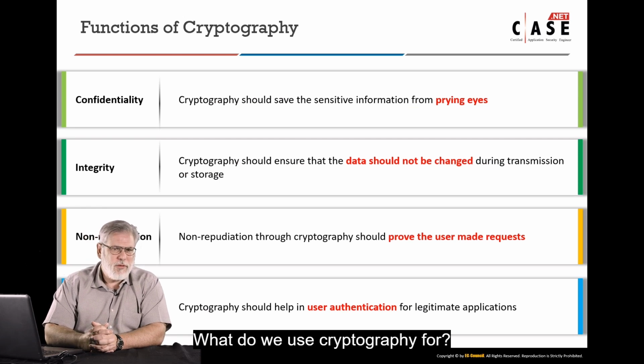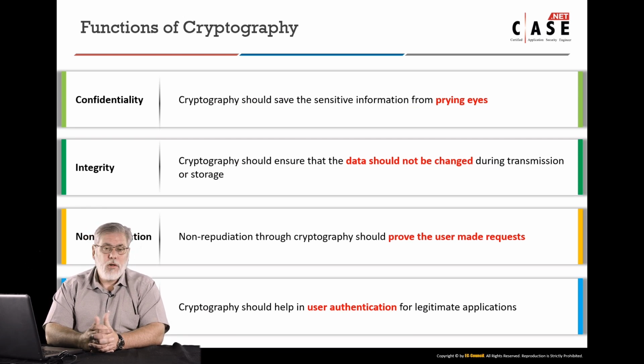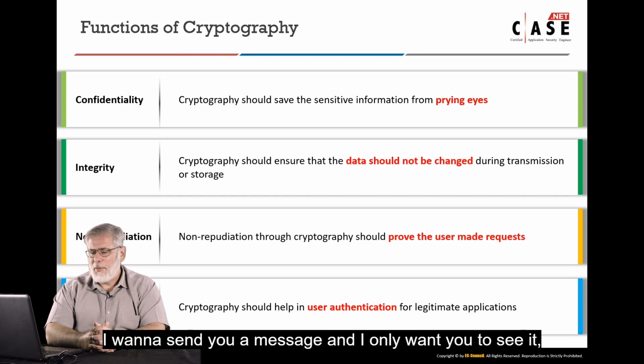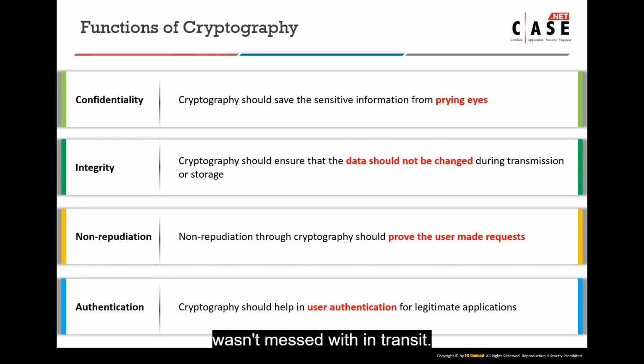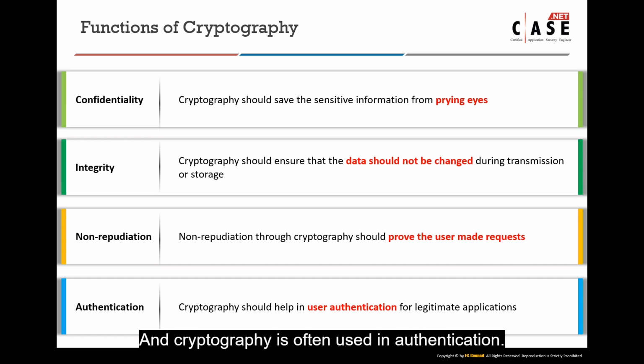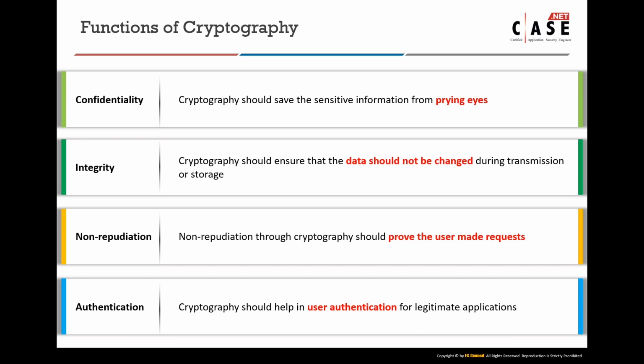What do we use cryptography for? Confidentiality is the most obvious. I want to send you a message, and I only want you to see it. I don't want anyone else to see it. Integrity. I want to make sure the data wasn't messed with in transit. Non-repudiation. You want to prove who sent it. You're installing a new driver for your printer. You really want to make sure that driver came from the printer vendor and isn't really spyware. So we want to do non-repudiation. And cryptography is often used in authentication.